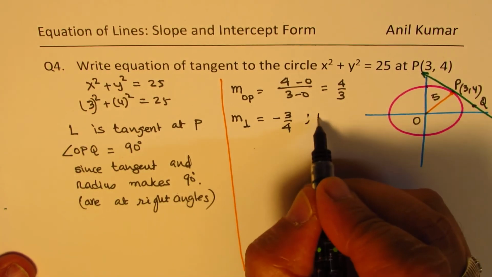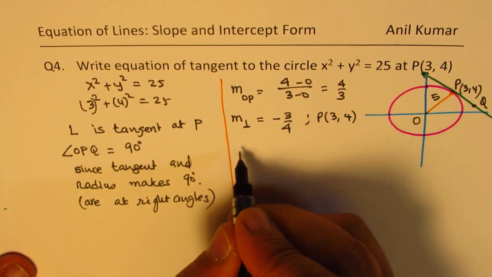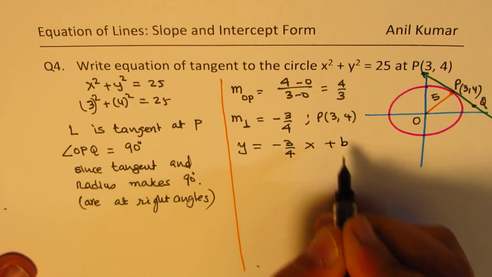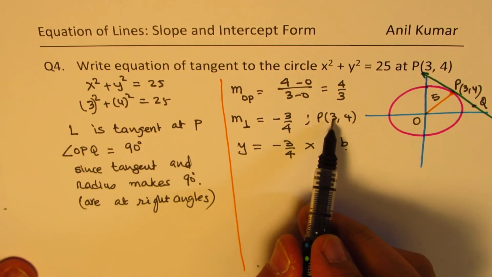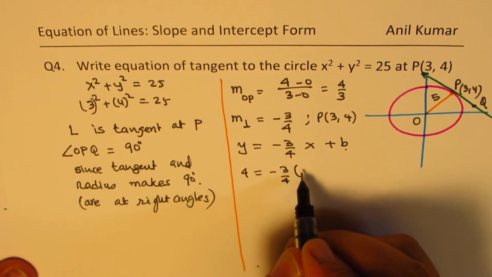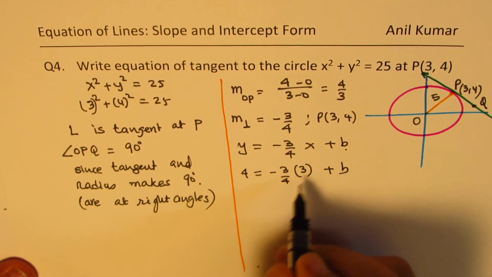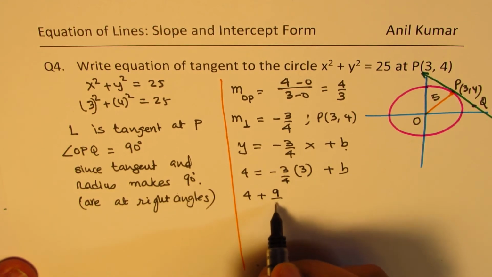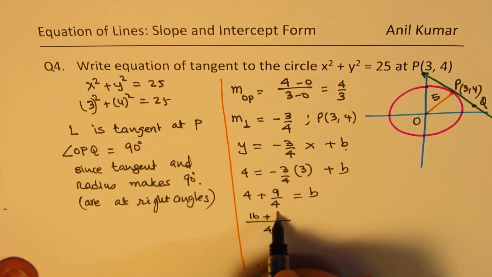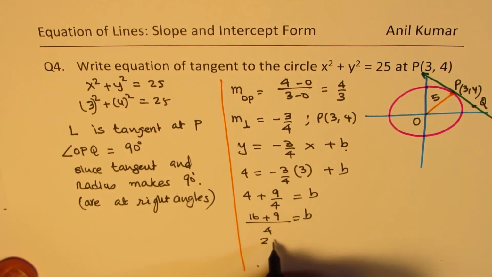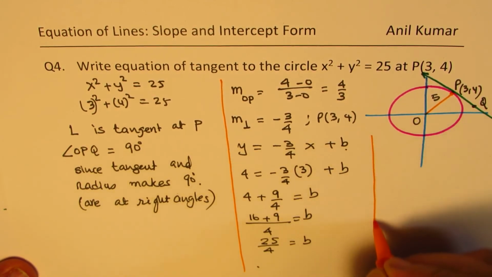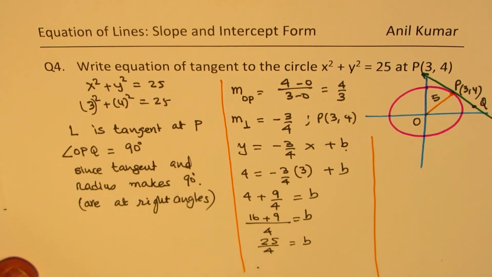The point is given to us as (3, 4). So the equation of the line will be y equals minus 3 over 4 x plus b. To get the value of b, we'll substitute the point (3, 4). So we get 4 equals minus 3 over 4 times 3 plus b. And that gives you 4 plus 9 over 4 equals b. Taking a common denominator of 4, we get 16 plus 9 equals b, which is 25 over 4 equal to b. Clear? So we get the y-intercept 25 over 4.